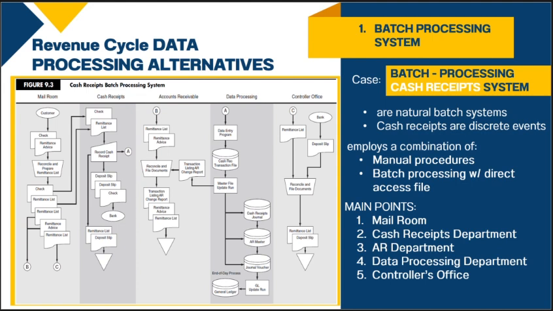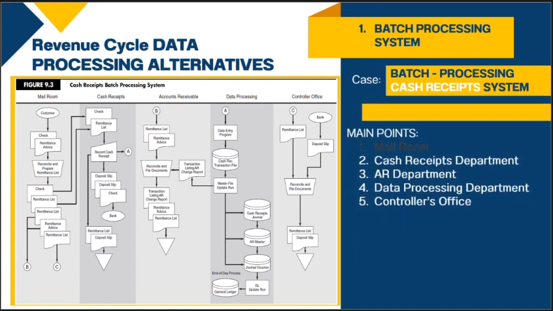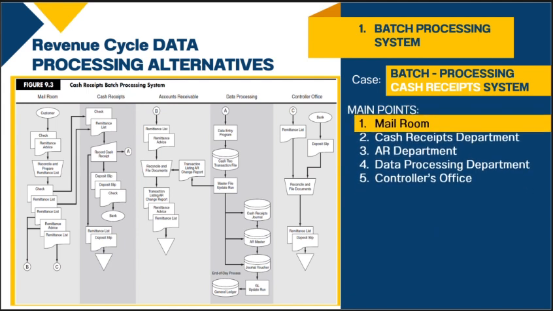Now, the batch processing cash receipts system has 5 main points, which are the mailroom, cash receipts department, account receivable department, Data Processing Department, and Controller's Office. Now, the first main point is the mailroom. The mailroom separates checks and remittance advices, then prepares a remittance list as a control document. Now the checks and a copy of the remittance list are sent to the cash receipts department. The remittance advices and another copy of the remittance list are then sent to the account receivable department.